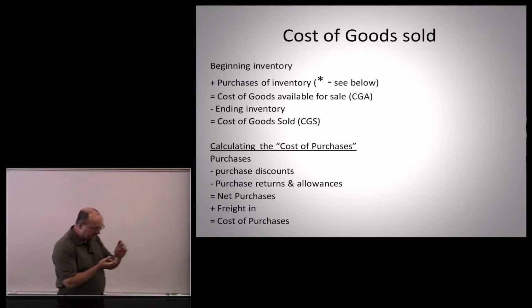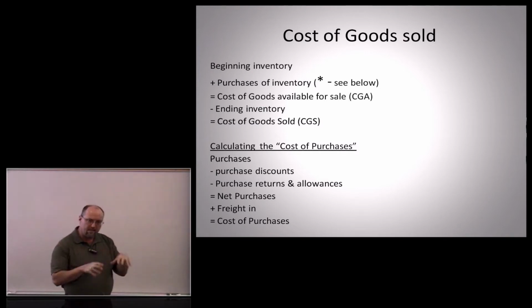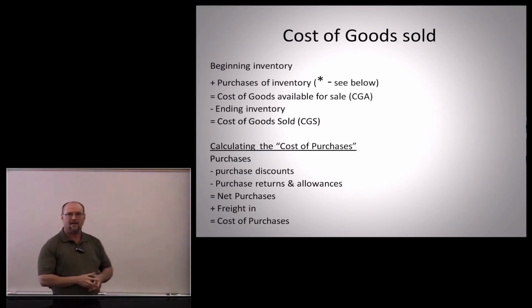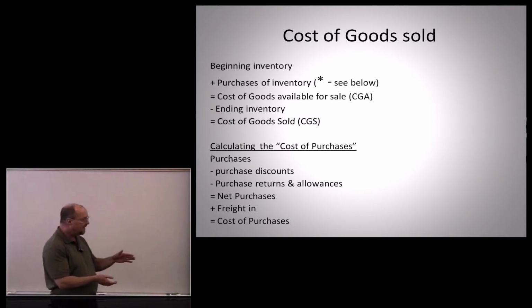Okay, so we take beginning inventory, we add the purchases of inventory that we made this year, using year as the period, and that gives us what's called cost of goods available for sale. That's everything we had available to sell to our customers during the year. What we started with, and remember, beginning inventory was last year's ending inventory. Then we bought a bunch of inventory throughout the year. That's our purchases. That gives us cost of goods available for sale.